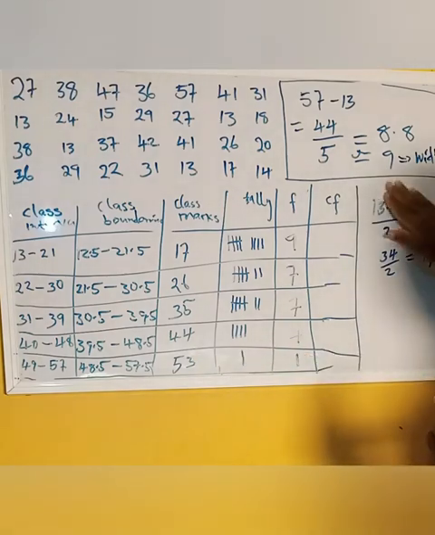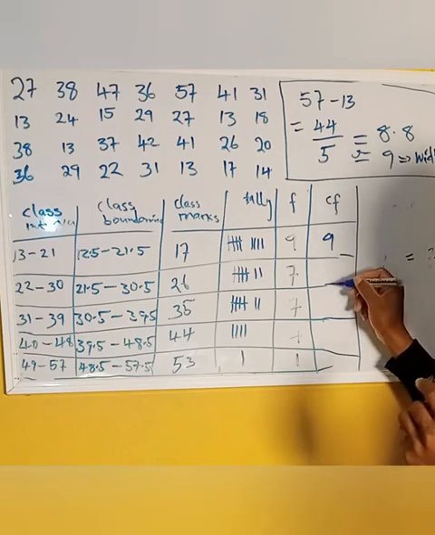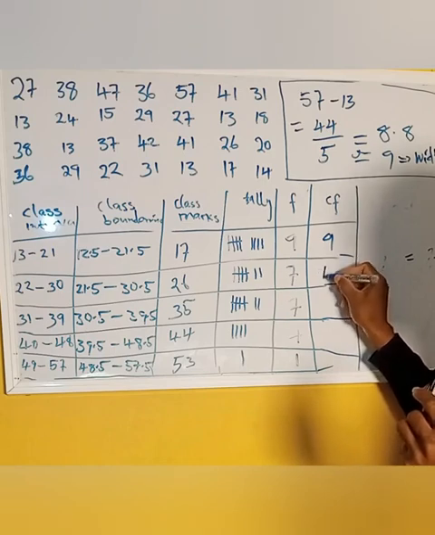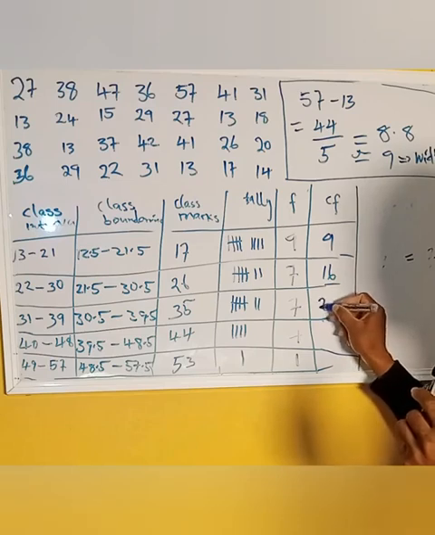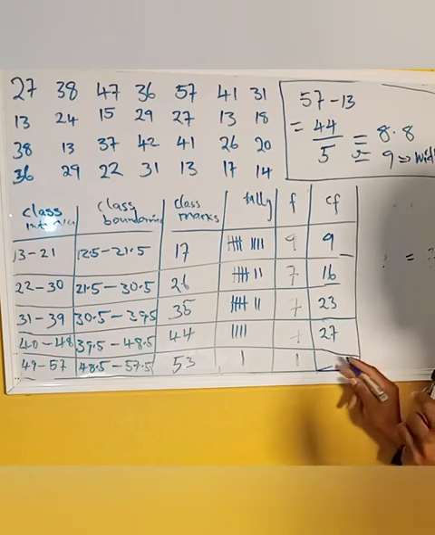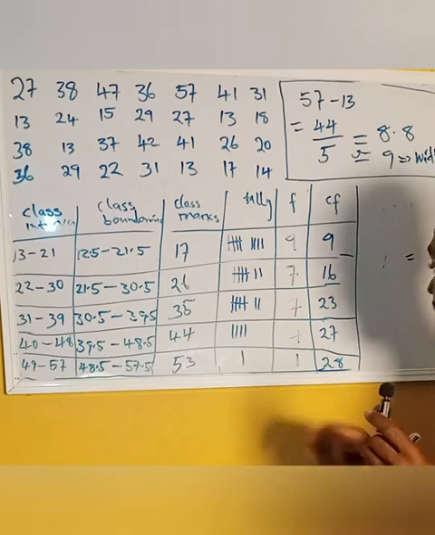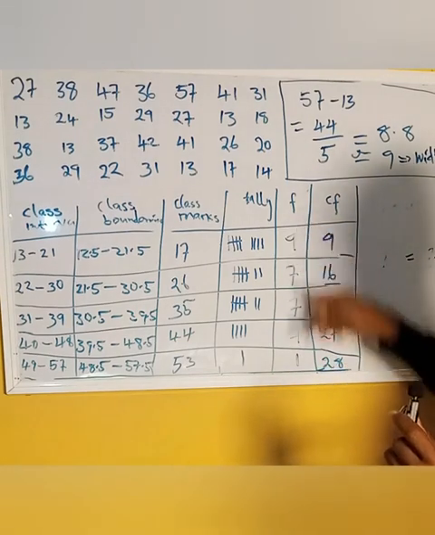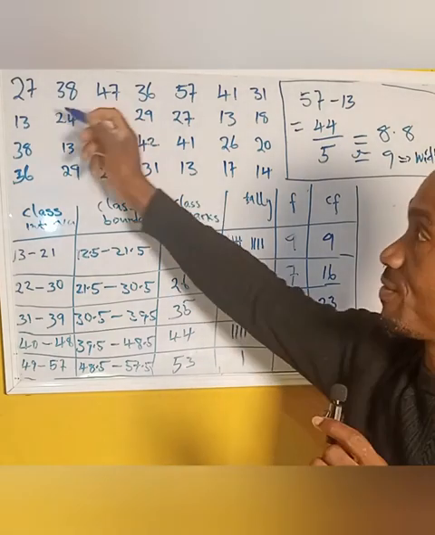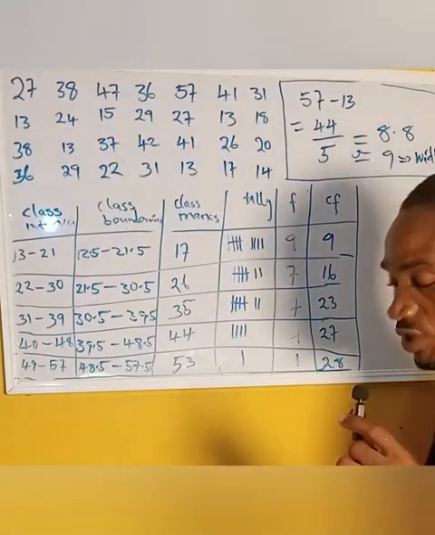And how do we get our cumulative frequency? Like I said, the first one maintains itself. Then for the second one, you start adding: 9 plus 7 is 16. Plus 7, 23. Plus 4, 27. Then plus 1, 28. In essence, the total of the frequency column, if you sum it, must amount to what we have here. If you count your data very well, you also have 28.